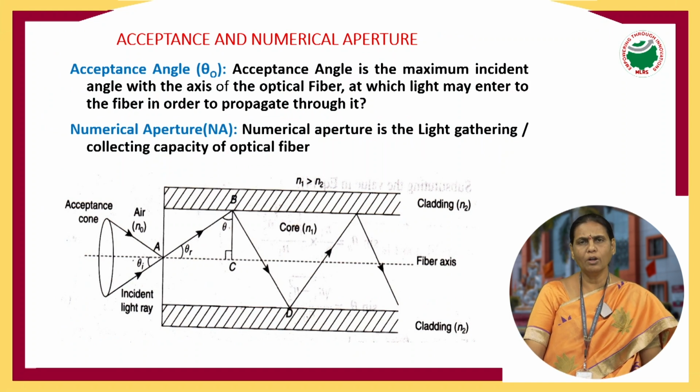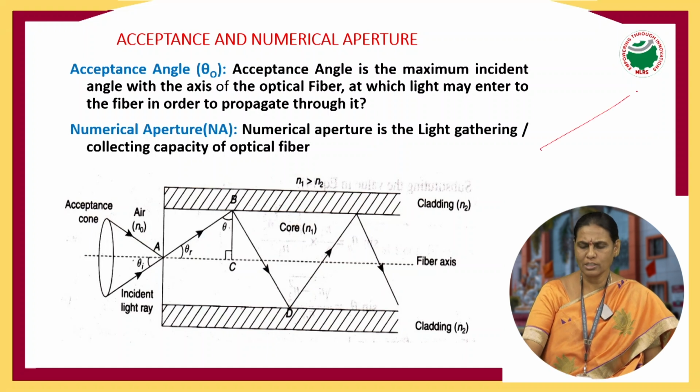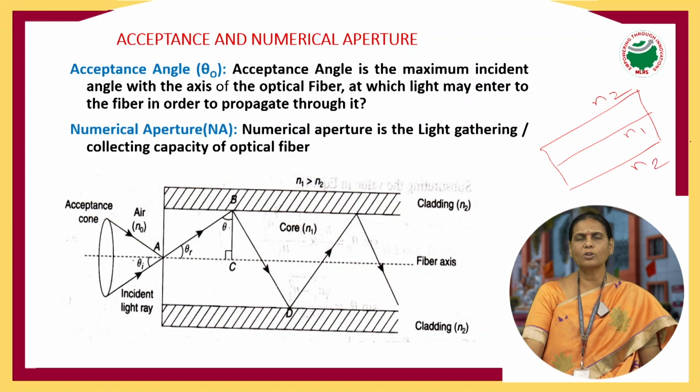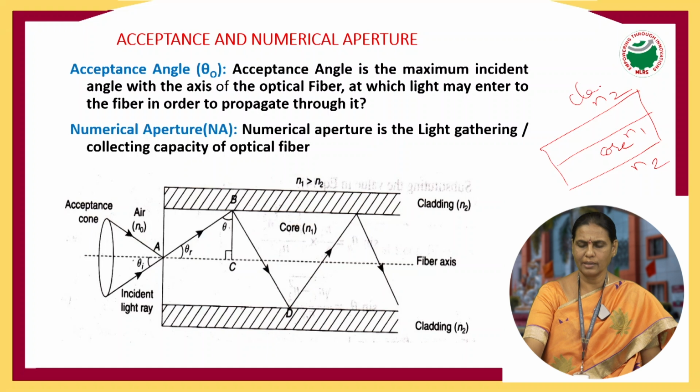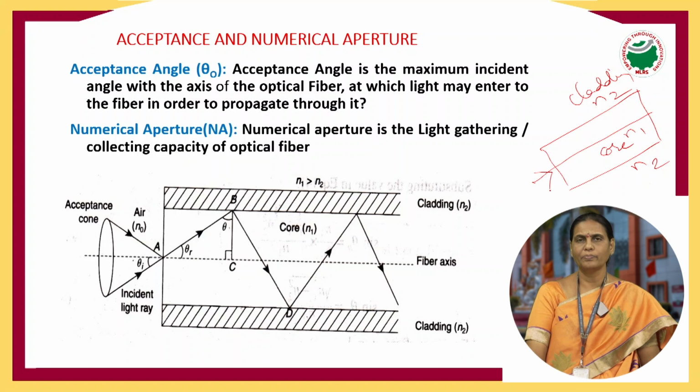Acceptance angle. Now, we know an optical fiber consists of 3 layers. So, let us take the 2 important layers. One is core and cladding. Now, let us take an optical fiber. This is N1, this is N2, this is also N2. N1 is called the core, and this is called the cladding. Similarly, this also is cladding. Now this is called the optic axis.